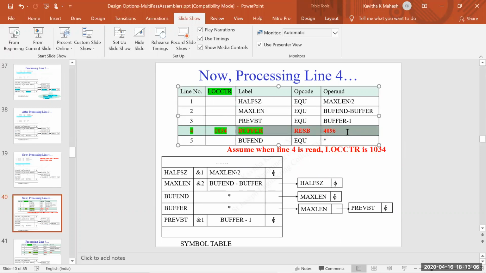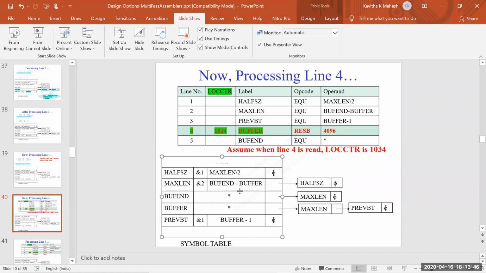And what is the instruction here? Instruction is buffer reserve byte 4096. The instruction says to reserve 4096 bytes of space in memory for the symbol labeled buffer. So when the assembler encounters this statement, what does it do? As usual, it will enter the symbol buffer into the symbol table if it is not already present. But please note, this is the status of the symbol table after line 3 was processed. Already we have buffer in the symbol table and it was flagged as undefined.